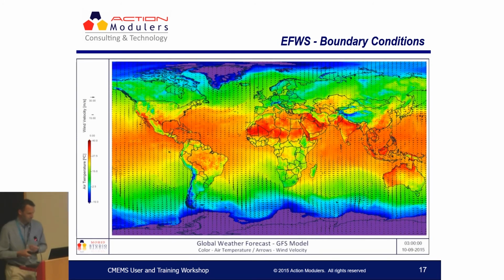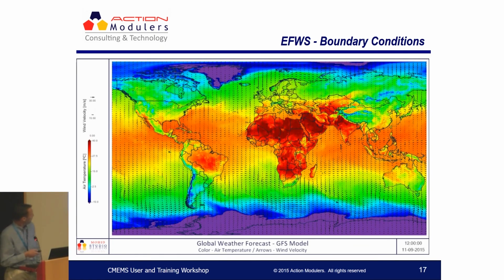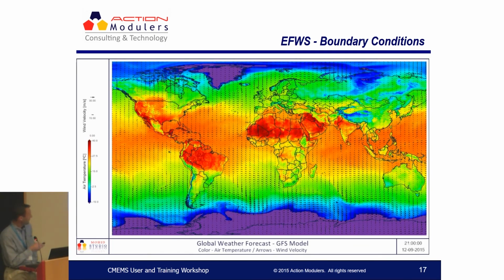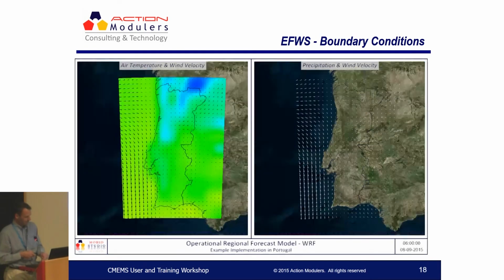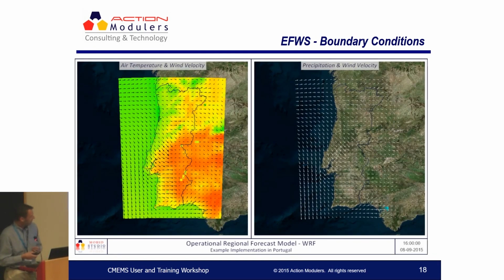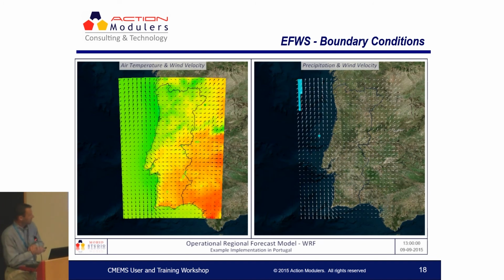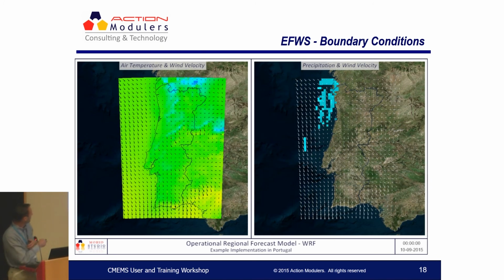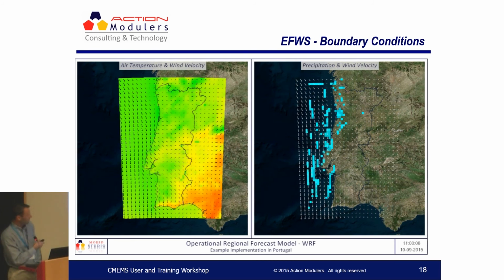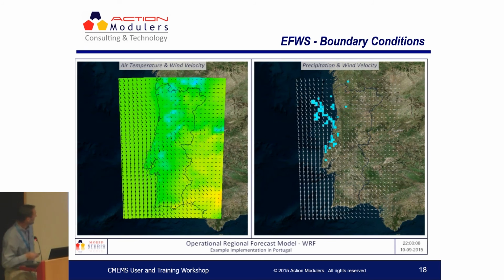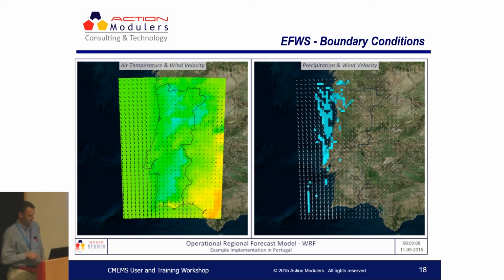So just some example. This is forecast from the GFS global model processed inside our system. Then we can downscale these meteorological predictions to regional meteorological models. So we have implemented a meteorological model in our company, and it's running since half a year now.